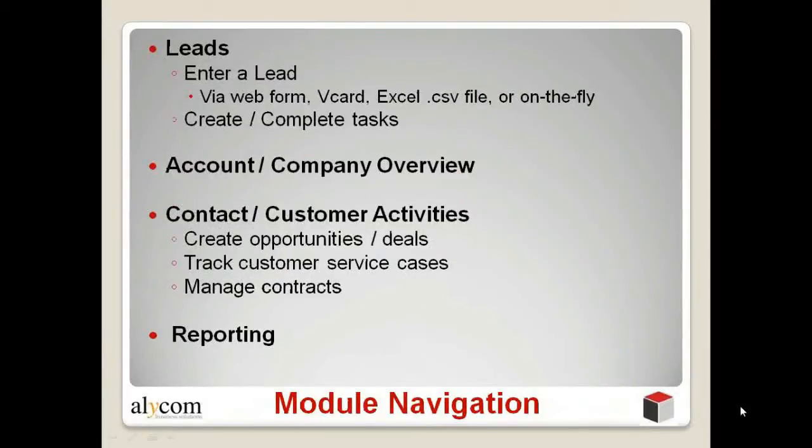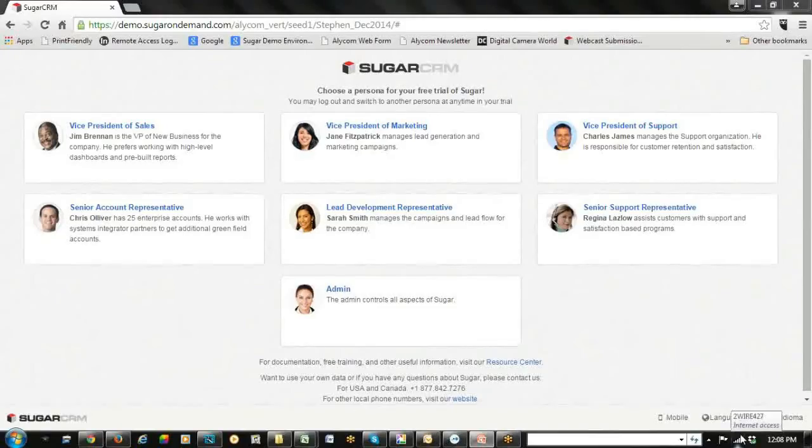And then we'll also take time to demonstrate a sales cycle in Sugar, starting with the leads module. I'll show you how to get a lead into Sugar, and then we'll talk about when and why you would convert a lead into a company and a customer record, and we'll go through the sales cycle. We'll create some opportunities, track a customer service case, and manage contracts, and then I'll show you some Sugar reporting as well. So that is our plan for today.